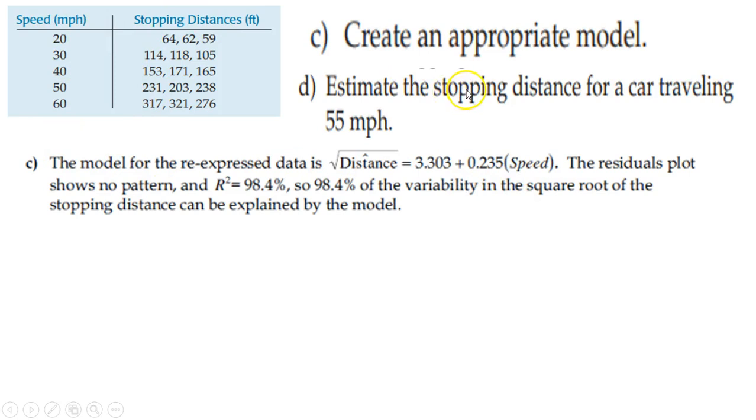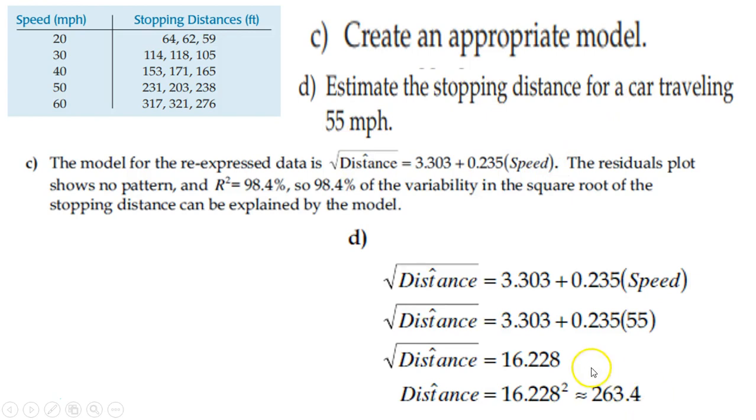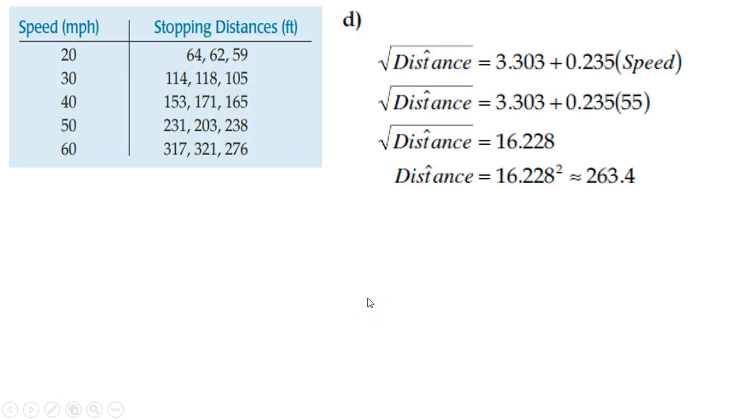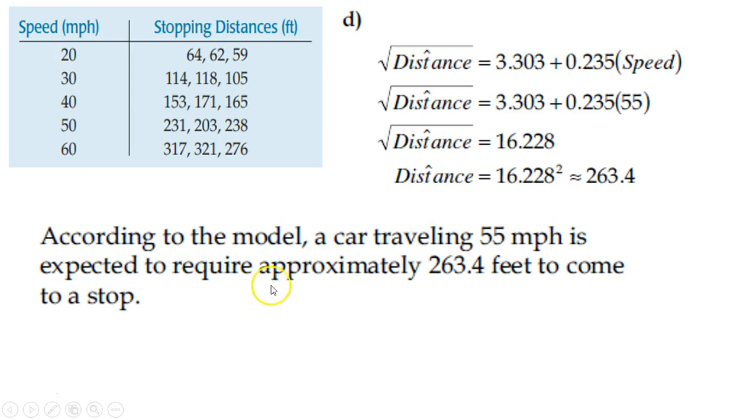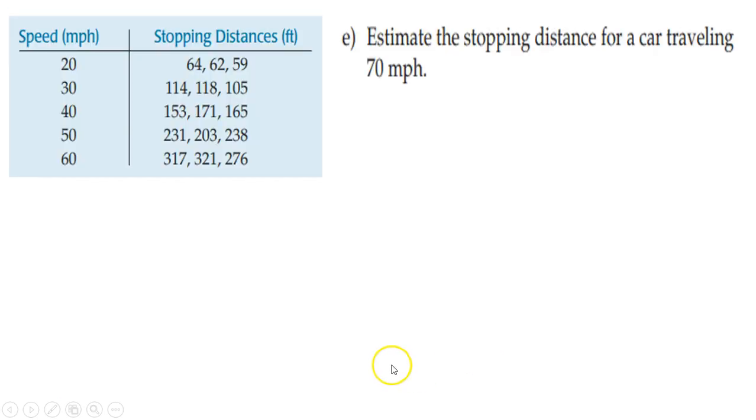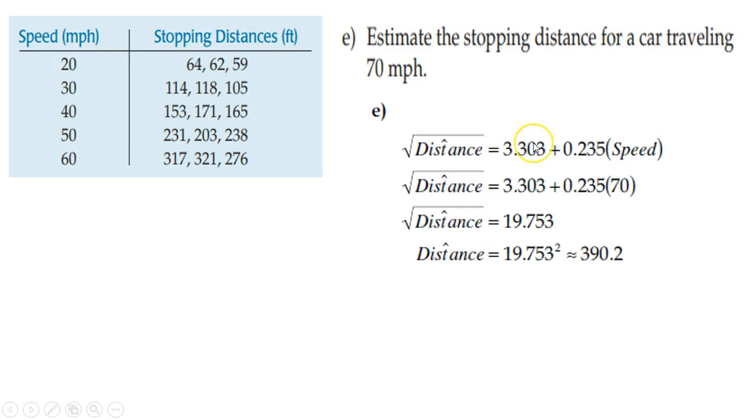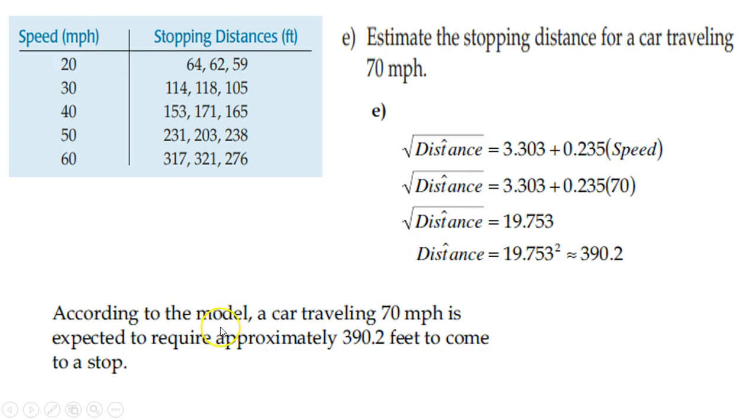So now estimate the stopping distance for a car traveling 55. So now we plug in 55, but in order to get the final answer, we would have to square it, giving us about 263.4. That would be roughly the stopping distance. And then according to our model, a car traveling 55 miles per hour is expected to require approximately 263.4 feet to come to a stop. And then estimate the stopping distance for a car traveling 70 miles per hour. Plug in 70, then you square it. So according to the model, a car traveling 70 miles per hour is expected to require approximately 390.2 feet to come to a stop.